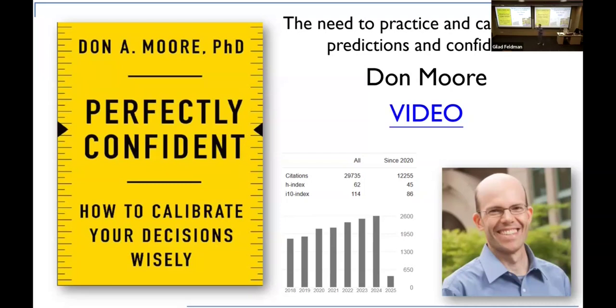And this is one of his recent books that came out, I think, during the pandemic, Perfectly Confident, about how to calibrate your decisions wisely. He is a very prolific researcher, has a lot of impact, and is really having an impact on the field in terms of how to address the issue of forecasting.